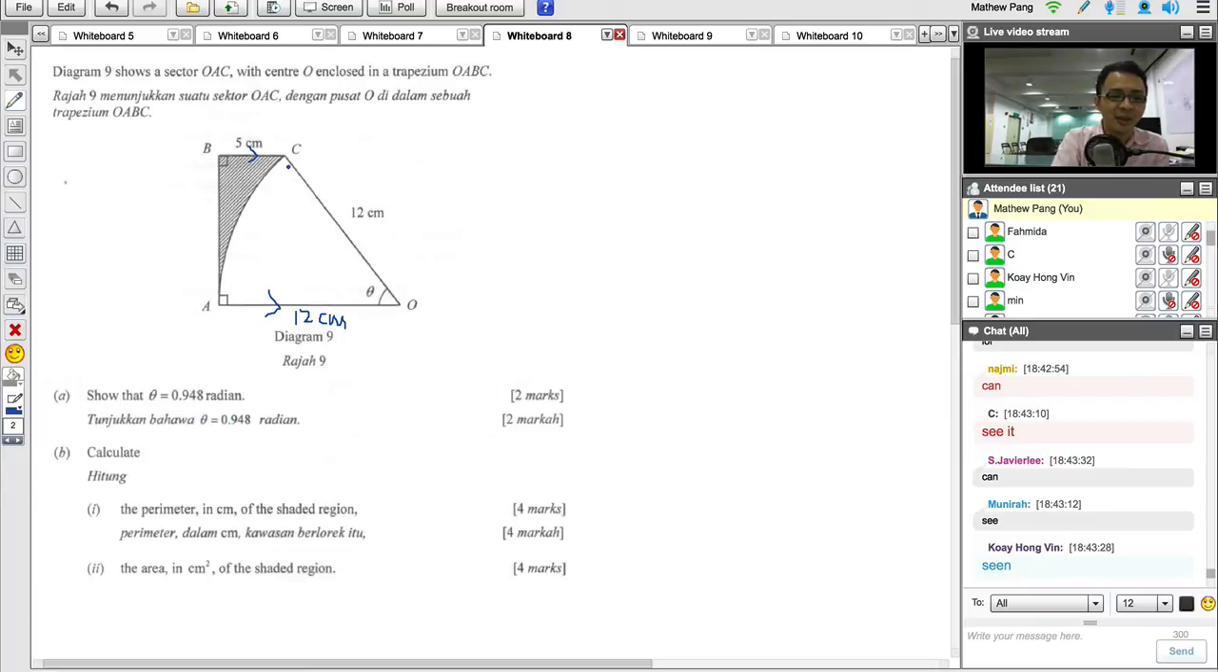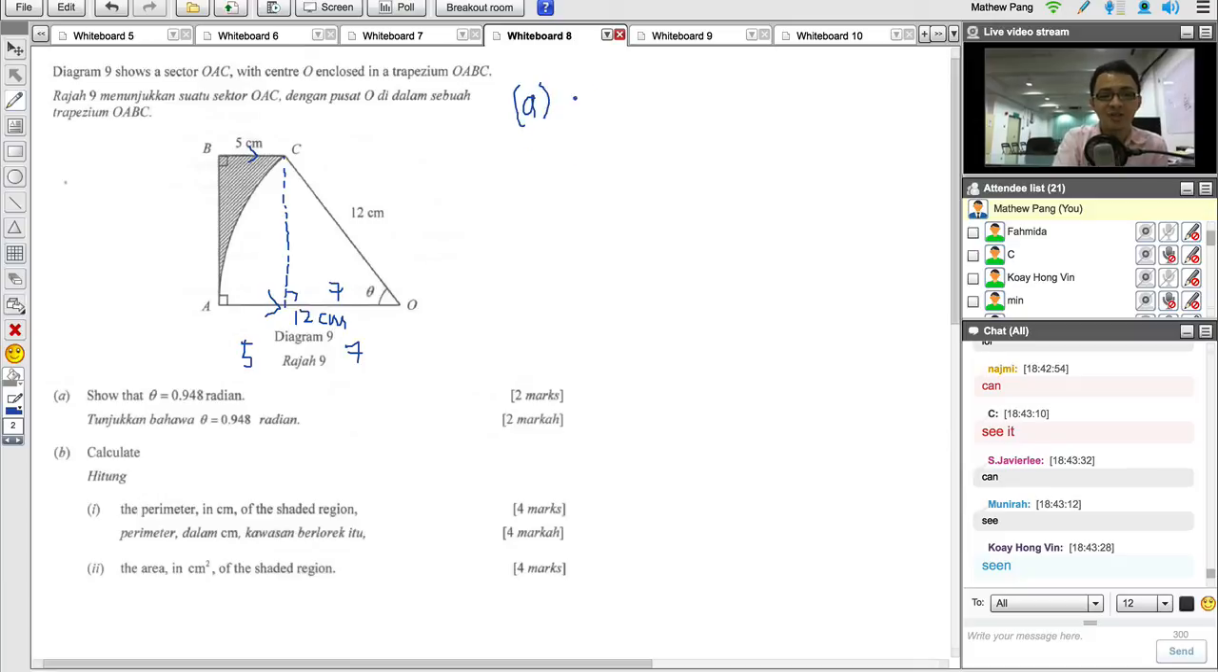So I need to know the angle. So I will need a right triangle. So I form a right triangle here. Since here is 5, so I can know this is 5 and 7, because the total is 12, right? So this is 5, so here will be 7 centimeter.